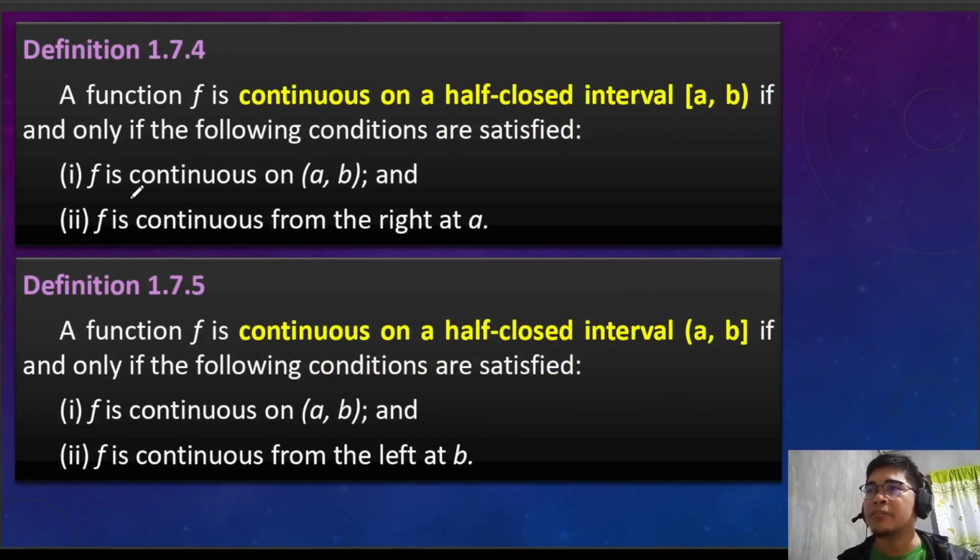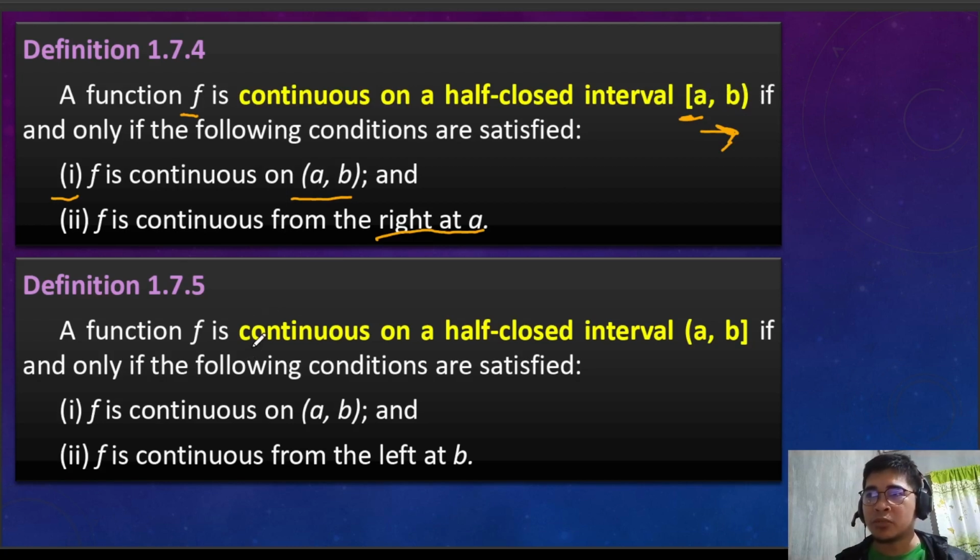Next definition, a function f is continuous on a half-closed interval. This is closed interval or closed A, and we have the open. Half-closed interval, if and only if the following conditions are satisfied. Number 1, f is continuous on open interval AB. So the same as the closed interval. Since this is half-closed interval, kaning nga part sa A is closed, dapat continuous siya sa right at A. Ari nga side. Close naman, so this is the end. Padong dito. That is the right at A.